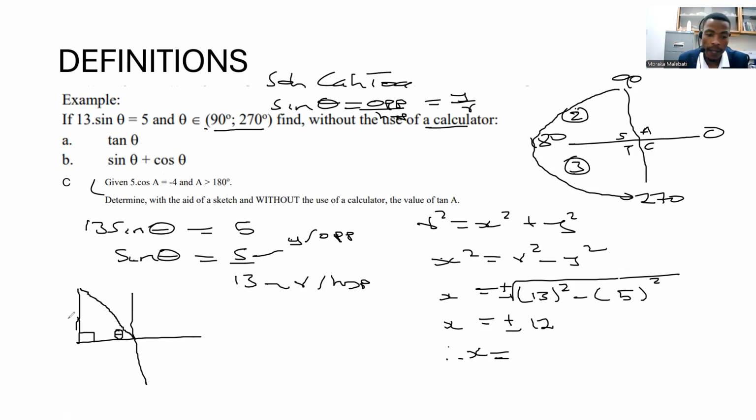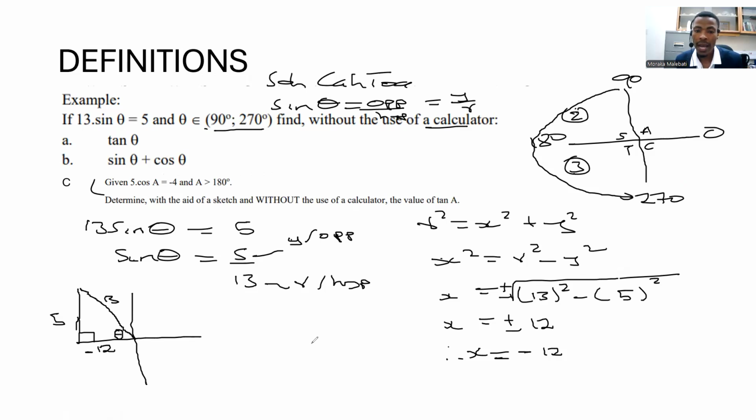Now you have your y, which is 5, and your hypotenuse, which is 13, and obviously your x is 12, but do you see where we are? We are towards the negative side, so this is negative 12. Therefore my x is negative 12. There's a mark for doing all these things. So now we have defined everything: you've got your x, your y, and your r.